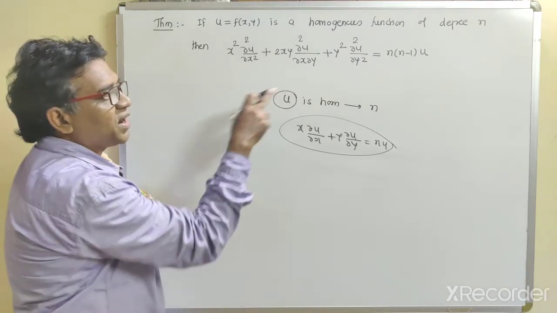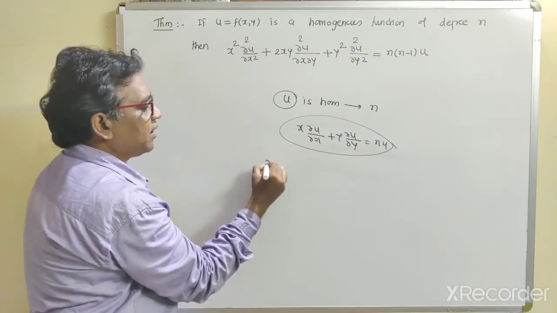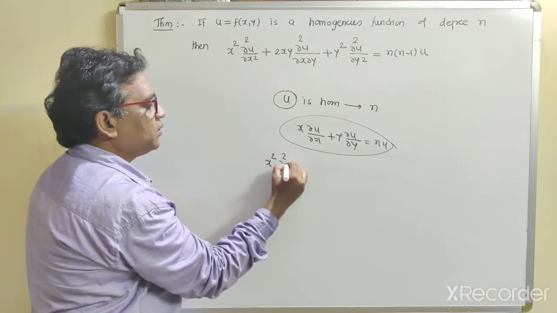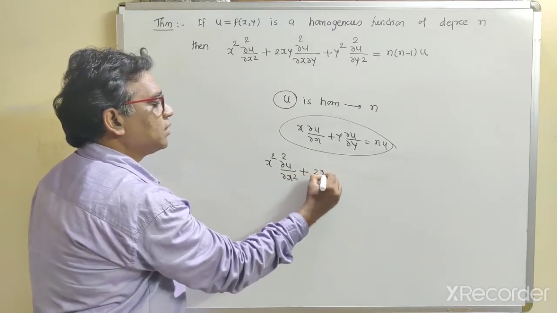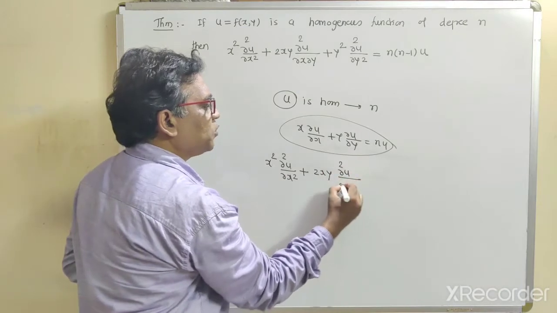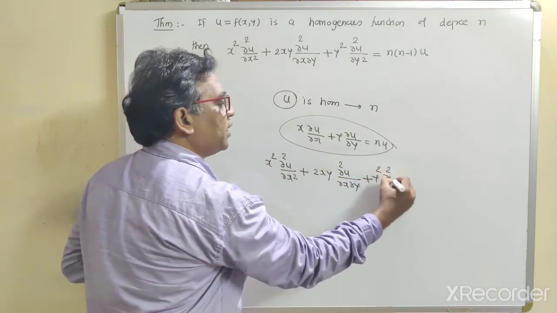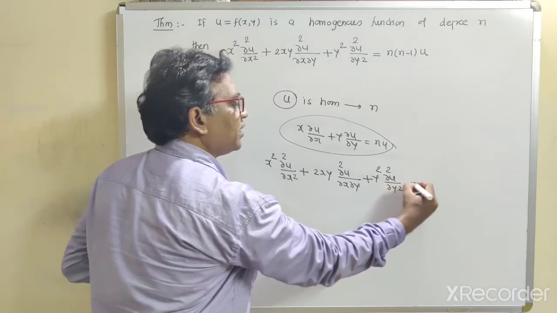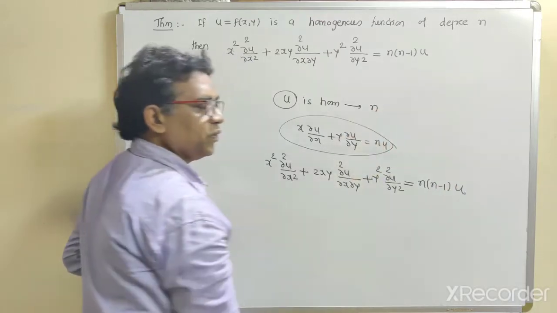Now we want to show that x square into del square u by del x square plus 2xy into del square u by del x del y plus y square into del square u by del y square, show that this is n into n minus 1 into u.